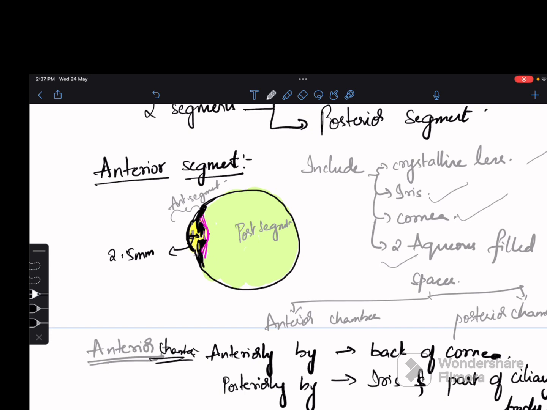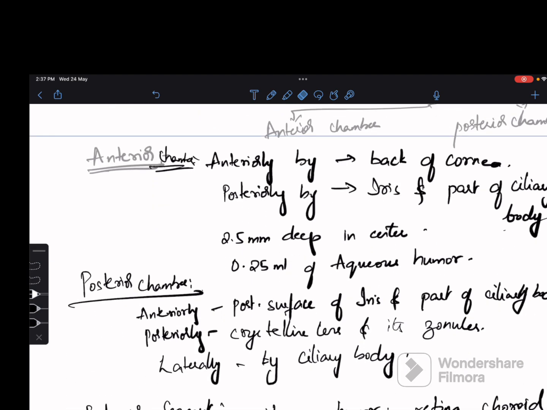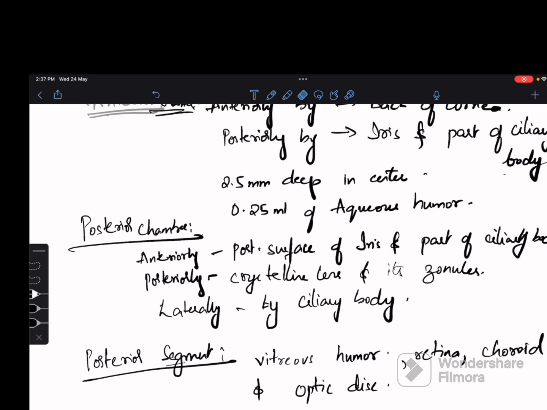Now what is the anterior chamber? The anterior chamber is the anterior aqueous filled space, bounded anteriorly by the back of the cornea and posteriorly by the iris and part of the ciliary body. It is 2.5 mm deep in the center and has 0.25 ml of aqueous humor. Your posterior chamber is bounded anteriorly by the posterior surface of the iris and part of the ciliary body, posteriorly by the crystalline lens and its zonules, and laterally by the ciliary body. It has 0.06 ml of aqueous humor.